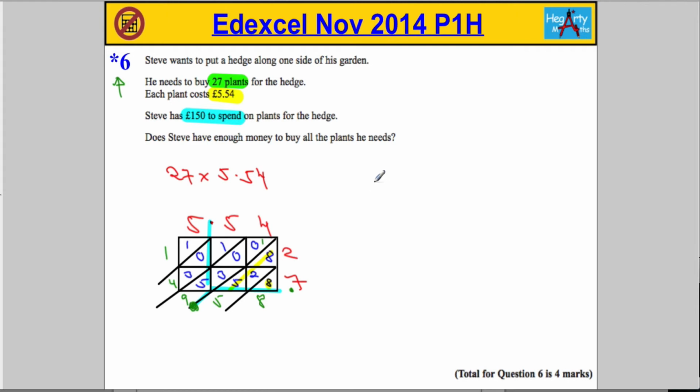So he actually needs to spend £149.58. Now, that means that he has £150. It's going to cost him £149.58. So we write the cost equals that. And we're going to say which is less than the £150 he has to spend.